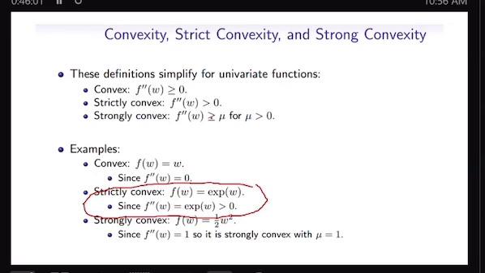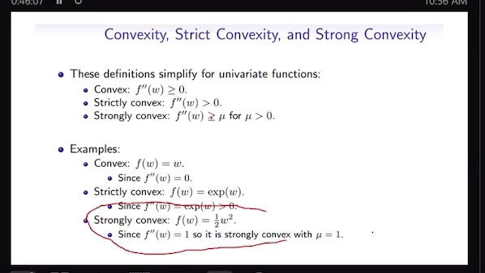Now, take a look at the second one. Take a look at the third one. This guy. That's a quadratic function, right? And I told you the other time, quadratic function is convex everywhere, right? Let's see. It's a strong function. Differentiate that. First time, that will be w. Second time, that will be 1. And 1 is greater than 0. That's strongly convex. Now, do you see how to investigate whether a function is convex or strictly convex or strongly convex?